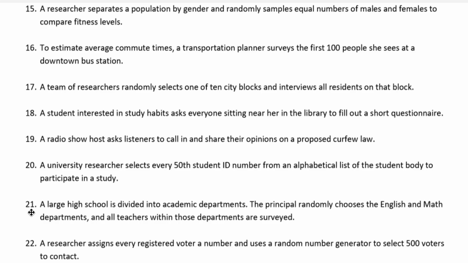21. A large high school is divided into academic departments. The principal randomly chooses the English and math departments, and all teachers within those departments are surveyed. This will be a cluster sample because, first of all, it has been divided into academic departments, and the English and math departments are chosen, and all of the teachers in those departments are surveyed.